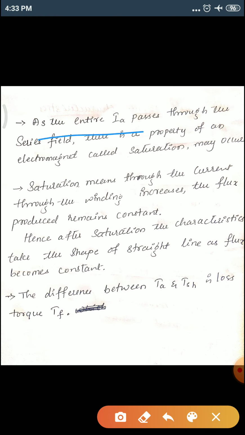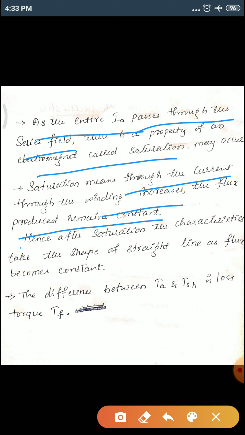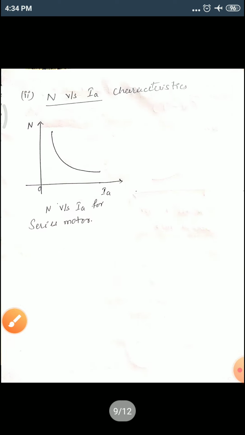As the entire current IA passes through the series field, there is a property of an electromagnet called saturation that occurs here. Saturation means that though the current through the winding increases, the flux produced remains constant. Once the flux remains constant, the saturation characteristic takes a straight line. And the difference between TA and TSH is a loss torque, that is also indicated in that.